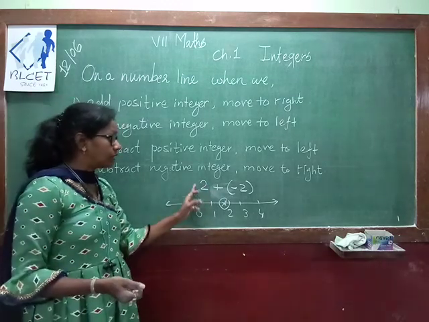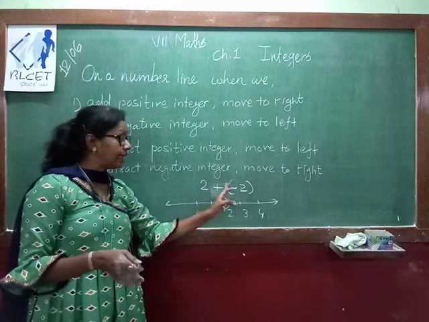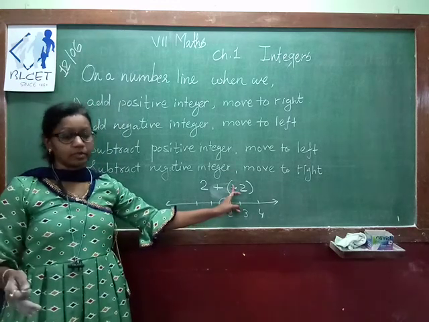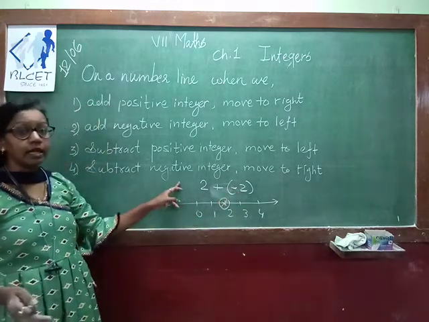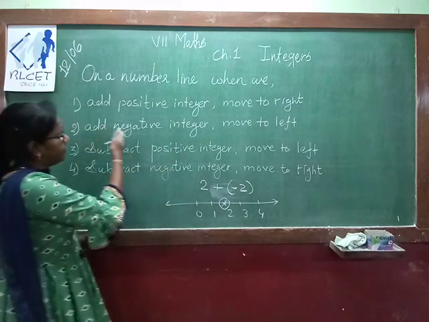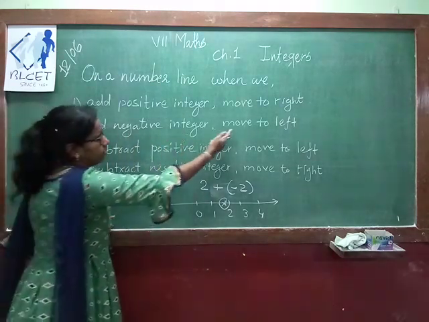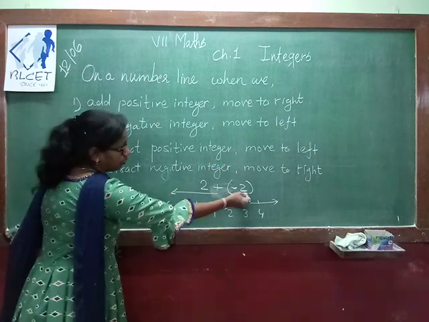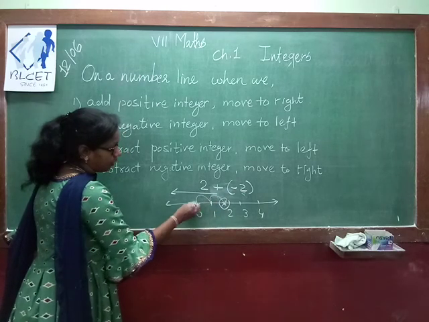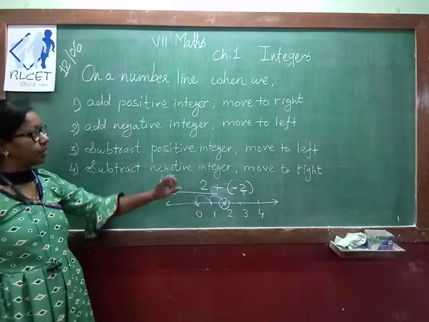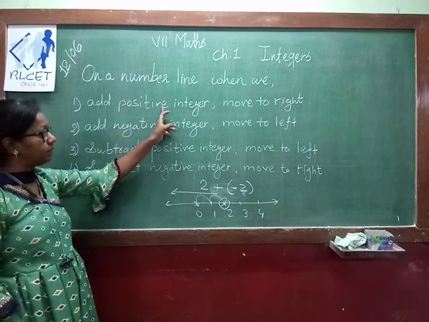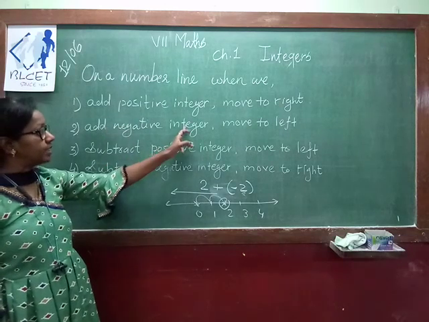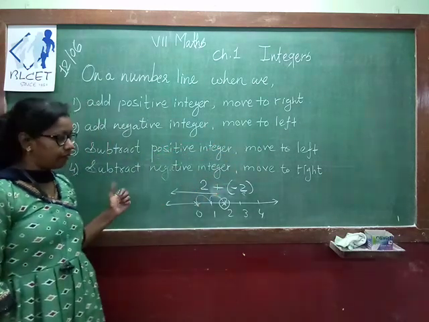So if you have positive value 2, now you are adding negative value, so you are reducing your positivity. So we have to move in the left direction. Whenever you add a negative integer, move to left. In this direction we have to move how many steps? 2 steps. 1, 2. So what is your answer? 0. So remember one thing, if you add a positive number, you have to move in the right direction. If you add a negative integer, you have to move in the left direction. Okay?